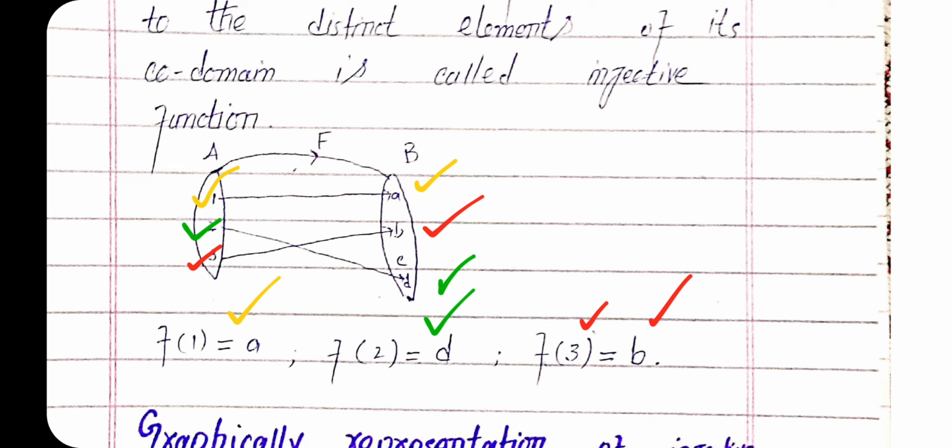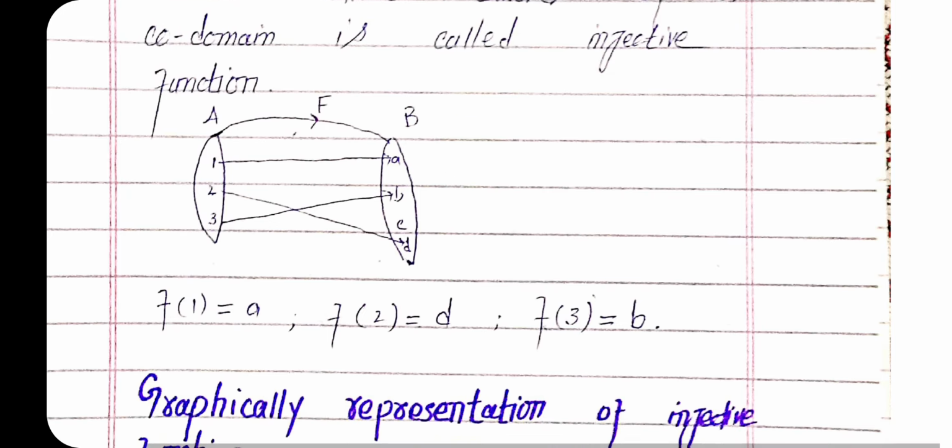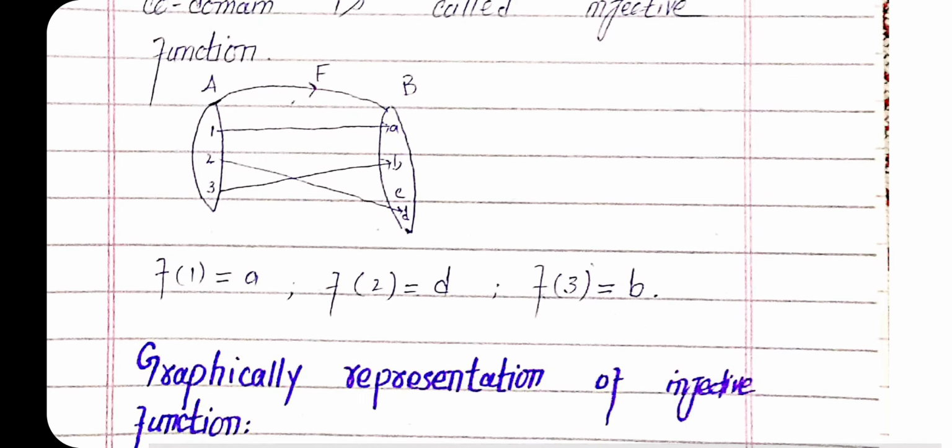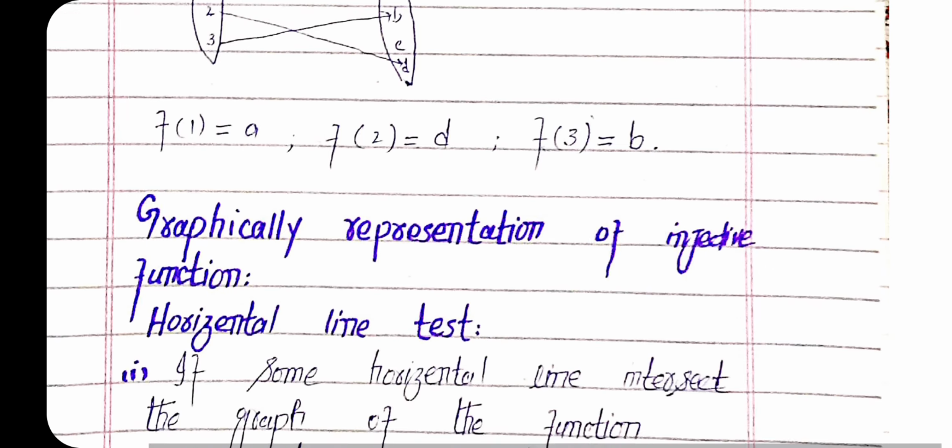Distinct elements of a domain have distinct images. It means this function is 1-1. Basically, this is the definition of a 1-1 function. Now we are going to discuss the graphical representation of an injective function and how we can check, if the graph of a function is given, whether it is an injective function or not.